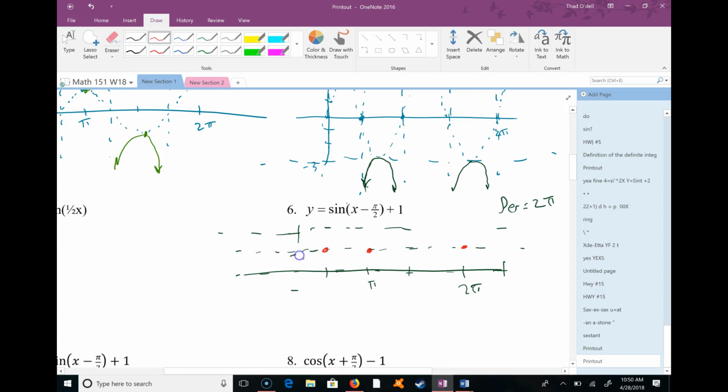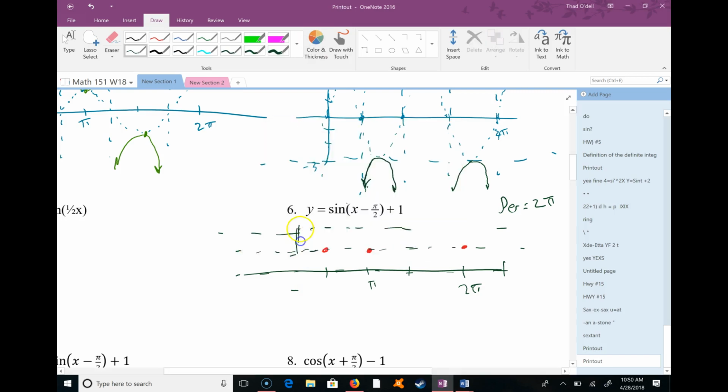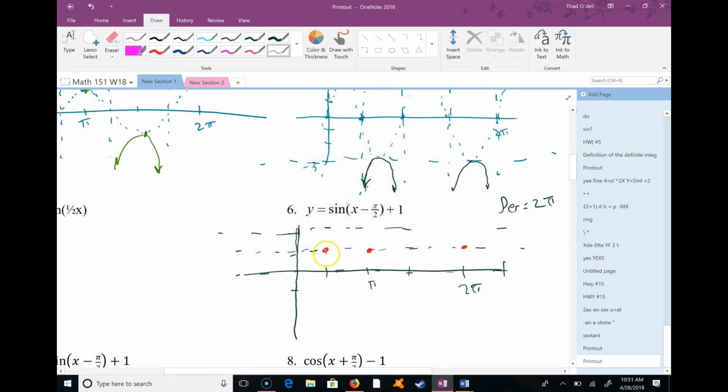So I can erase that little, oops, I was afraid of that. Okay, and maybe I'll just change colors so we don't have to erase. I'll change it to orange. So the new place is going to be right here. This guy's going to hop pi over 2 to the right there. This guy's going to hop pi over 2 to the right there. So I'm looking at the orange things instead of the red things. So sine's going to start at the middle, go up to the top, back down to the middle, down to the bottom, back up, etc. Okay.